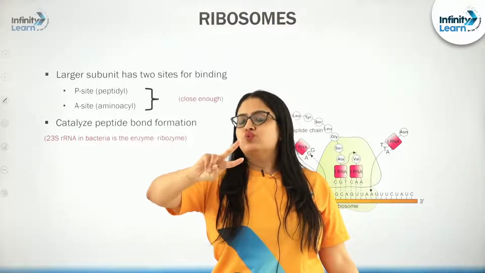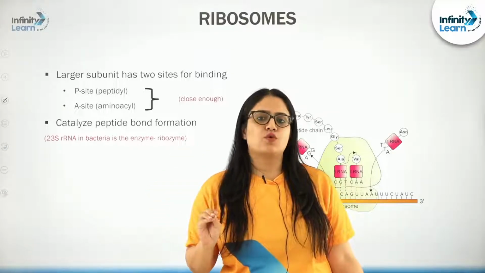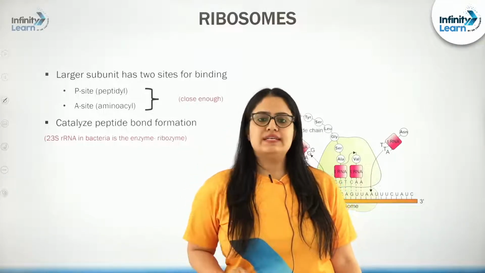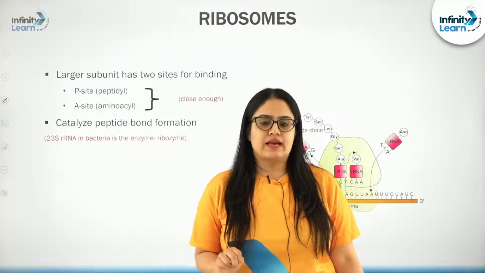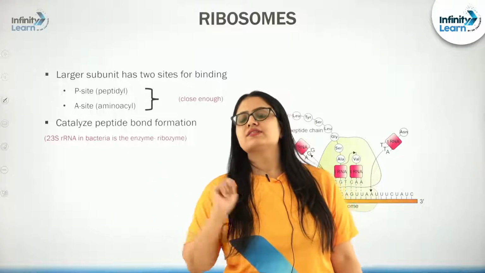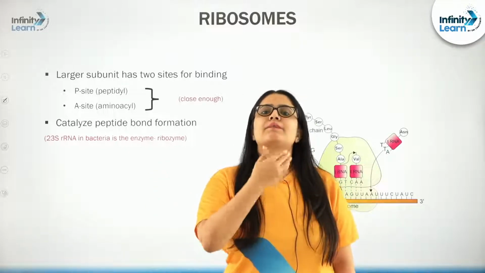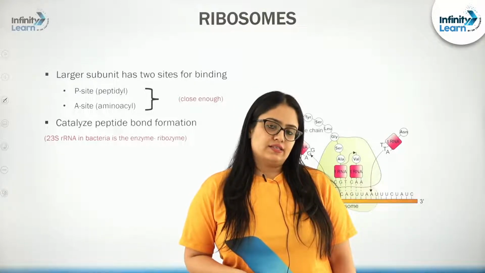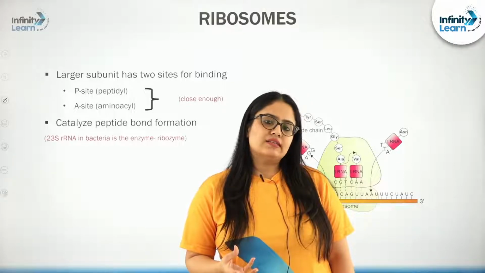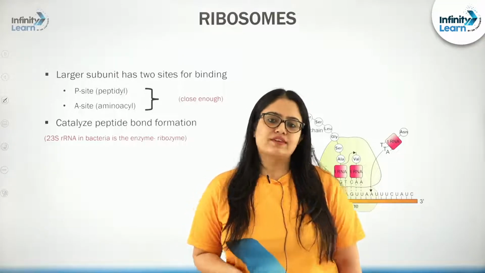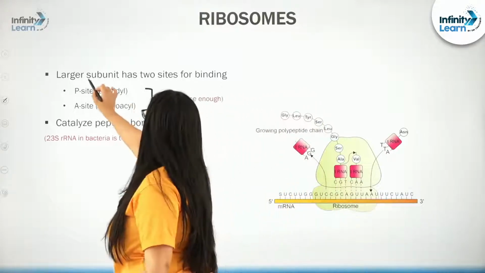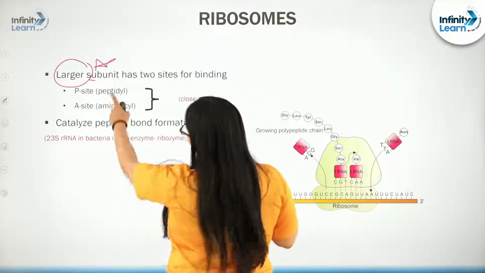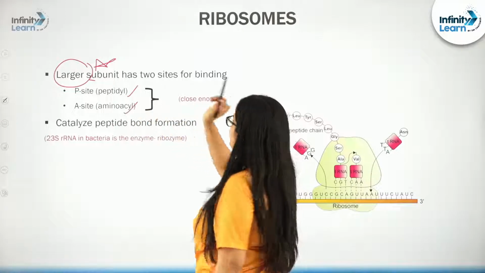Now, you know, there are two subunits of ribosomes, the larger one and the smaller one. The larger unit of the ribosome has two binding sites, right? One is the P site and another is the A site. P site is the peptidyl site and A is the aminoacyl site. So, let us try to understand what these sites are, where they are present exactly and what their function is. So, the larger subunit has two binding sites. One is the P site, known as the peptidyl site, and A is the aminoacyl site.